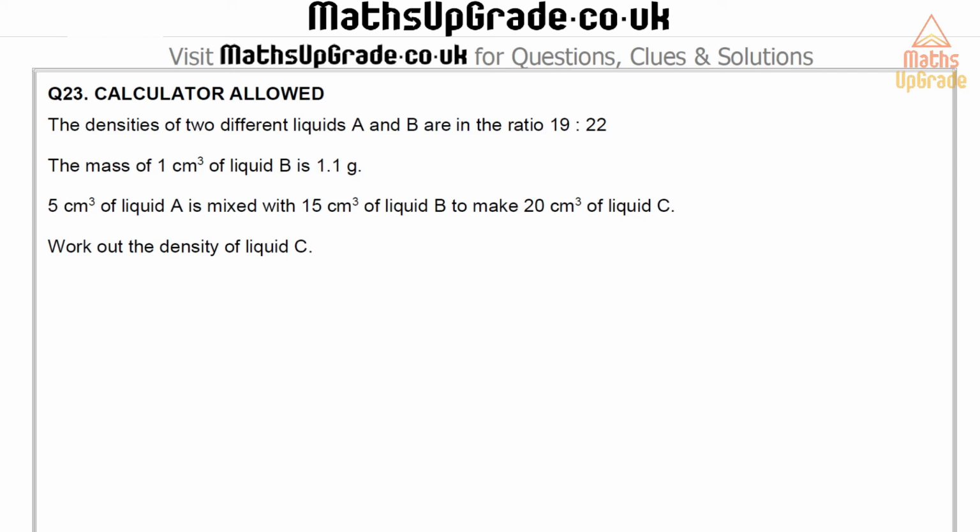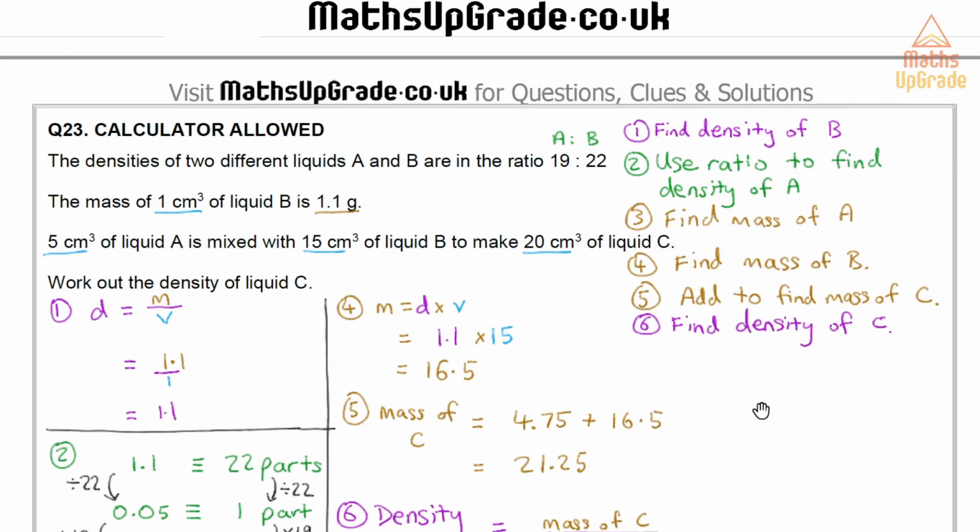So what I'm going to do, I'm going to find first of all the density of liquid B. Then I'm going to apply that ratio to find the density of liquid A. I'm going to find the masses of A and B. I'm going to add them to find the total mass of C. And then I can find the density of C. So let's list those steps here. This is what I'm going to do.